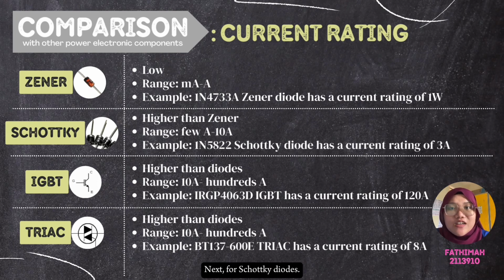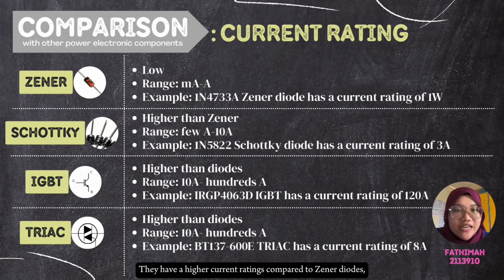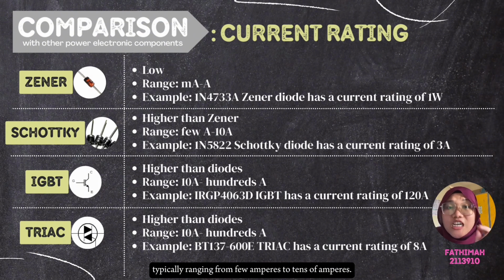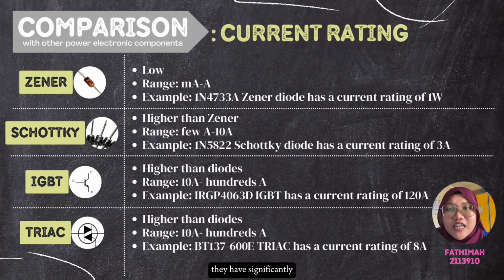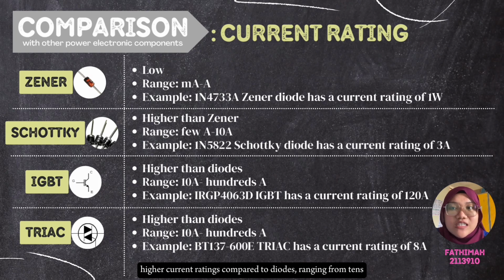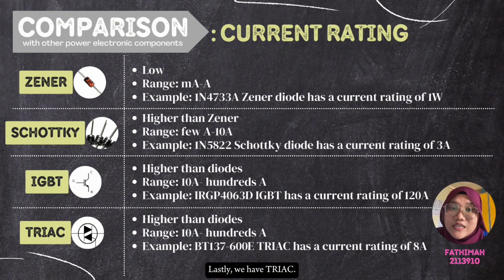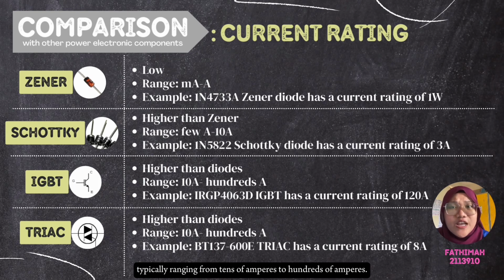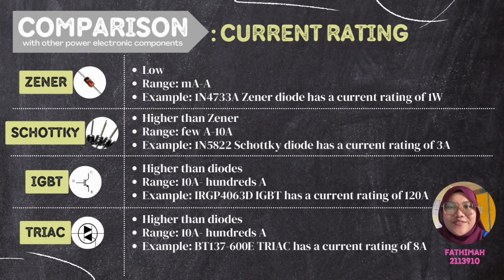Next, for Schottky diodes, they have a higher current rating compared to Zener diodes, typically ranging from a few amperes to tens of amperes. Thirdly, we have IGBTs, which stands for insulated gate bipolar transistor. They have significantly higher current ratings compared to diodes, ranging from tens of amperes to hundreds of amperes, or even thousands of amperes. Lastly, we have triacs. They have current ratings that are similar to IGBTs, typically ranging from tens of amperes to hundreds of amperes.